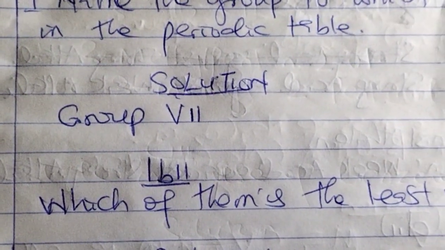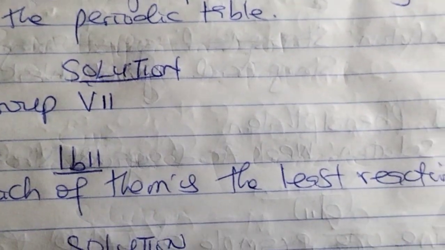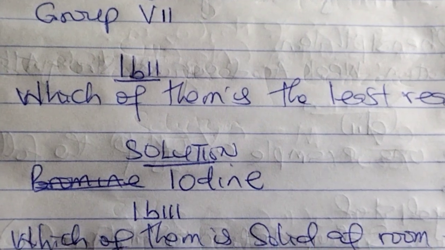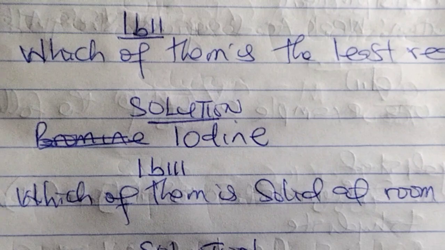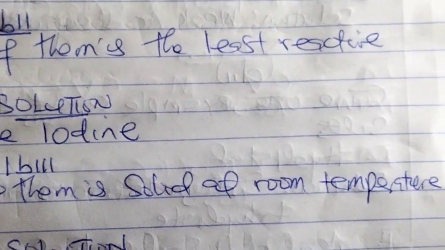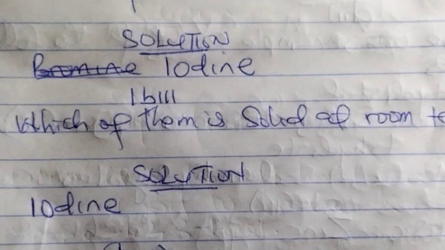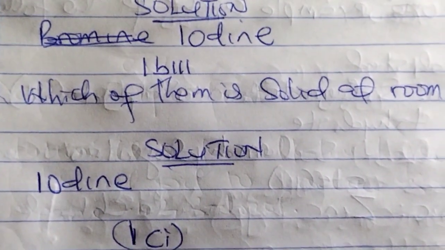Then 1BII says, which of them is the least reactive? Solution: iodine, the least reactive among the 4 mentioned. 1BIII says, which of them is solid at room temperature? Solution: the same, iodine is solid at room temperature.